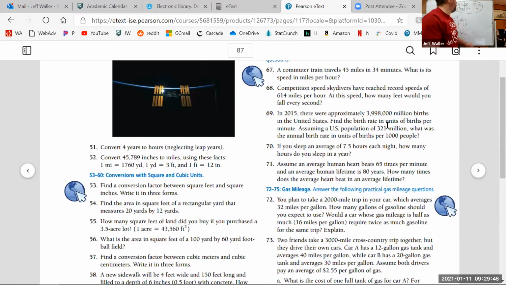So what is the unit to begin with? 3,998,000 births, right? Per what? Per year, because that was in 2015, because it's just 1 year.